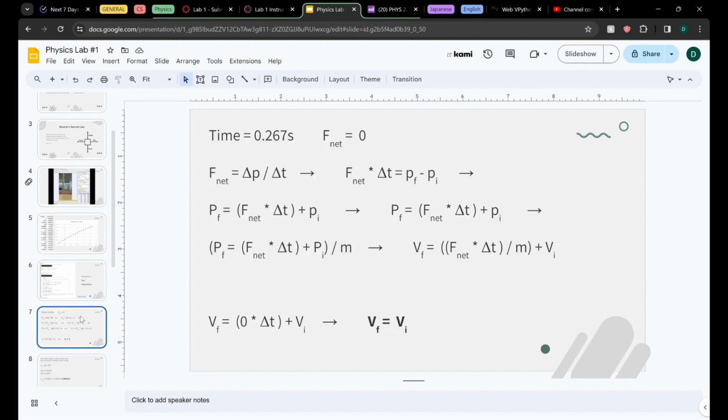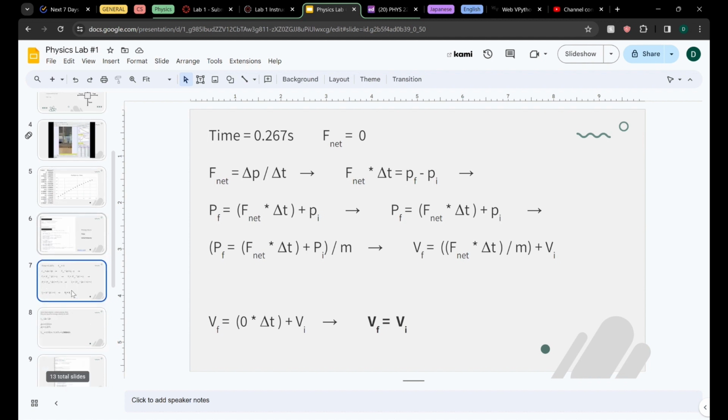However, finding initial velocity is a little bit more complicated. Since we know that net force is 0, we can manipulate the Fnet equation, Fnet equals the change in momentum over change in time, all the way down to final velocity equals Fnet times delta t divided by m, plus initial velocity. Since Fnet is 0, that entire section cancels out and we're left with final velocity equal to initial velocity.